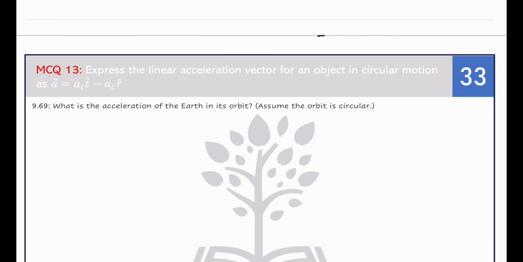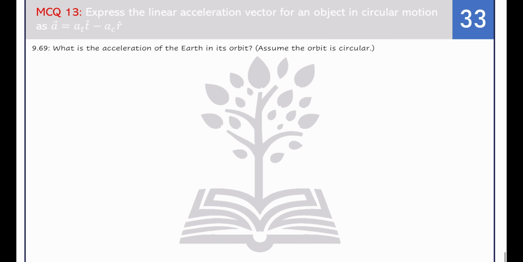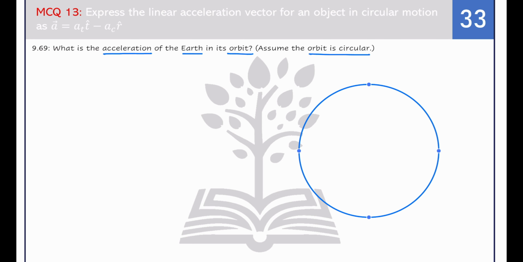Okay, now we have the question, this one. What is the acceleration of Earth in its orbit? And the orbit is circular. You need to understand something. Let's say this is the circle and the Earth is moving. This is your Earth. And this is the sun. Clear? So which acceleration is he discussing about the orbit?